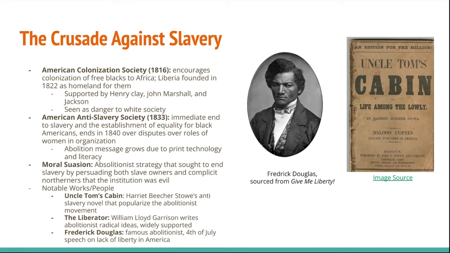The American Colonization Society encouraged the colonization of free blacks to Africa, and later Liberia was founded as a possible homeland for them. The American Anti-Slavery Society called for an immediate end to slavery and the establishment of equality for black Americans. But this organization would break apart in 1840 over disputes on the role of women in the society. Overall, abolitionists used a strategy called moral suasion that persuaded non-abolitionists that the institution of slavery was evil. Literary works such as Uncle Tom's Cabin and the Liberator newspaper wrote on these radical ideals and portrayed the brutality and injustices of slave life.